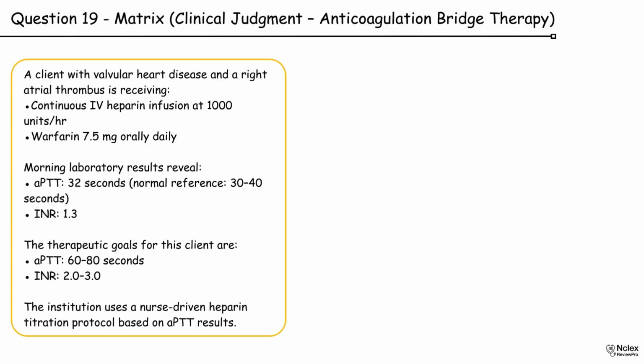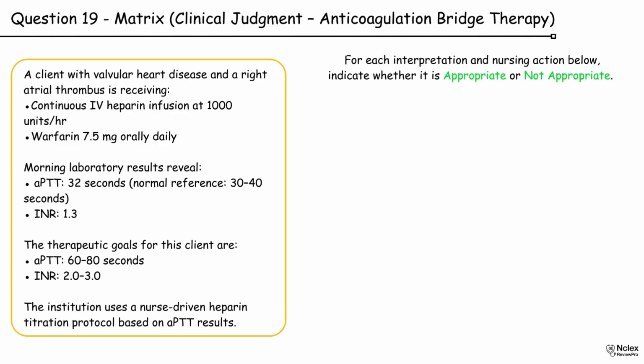The INR is 1.3. The therapeutic goals for this client are an aPTT between 60 and 80 seconds and an INR between 2.0 and 3.0. The institution uses a nurse-driven heparin titration protocol based on aPTT results. For each interpretation and action, determine whether it is appropriate or not appropriate.